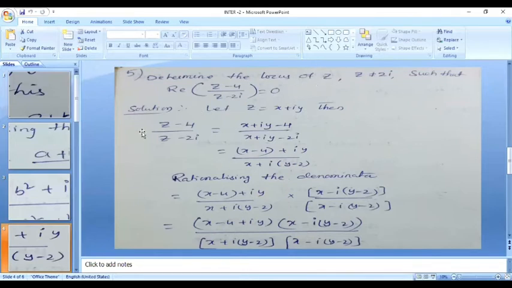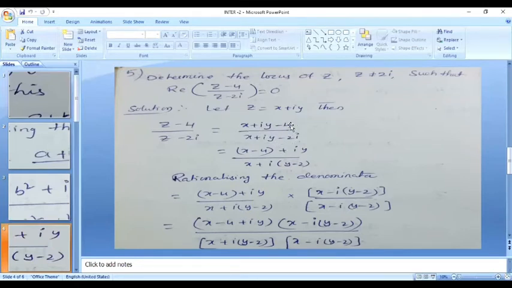Okay, now the solution. Suppose we take z equals x plus iy, because this is a complex number. Then we take (z minus 4) by (z minus 2i). Substitute x plus iy in place of z: (x plus iy minus 4) by (x plus iy minus 2i).